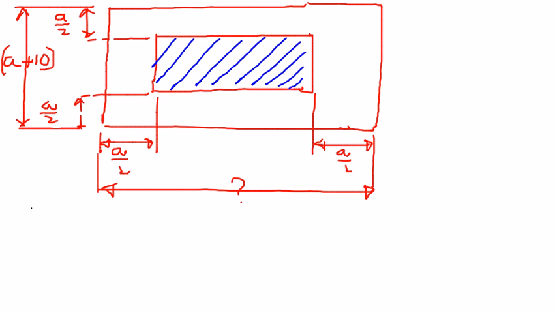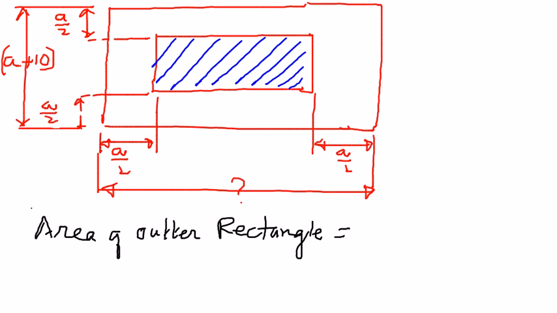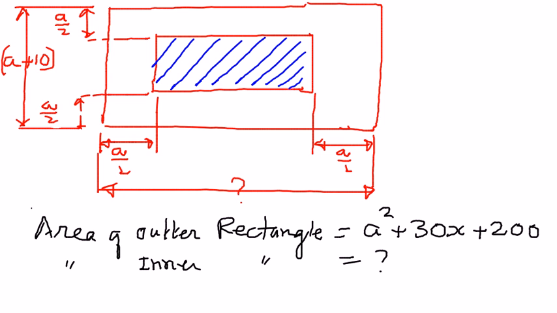The area of the outside rectangle is given to us. The area of the outer rectangle is given to us as a squared plus 30x plus 200. We want to find the area of the inner rectangle. Inner rectangle is equal to what? So this is what we have, the area of the outer rectangle.